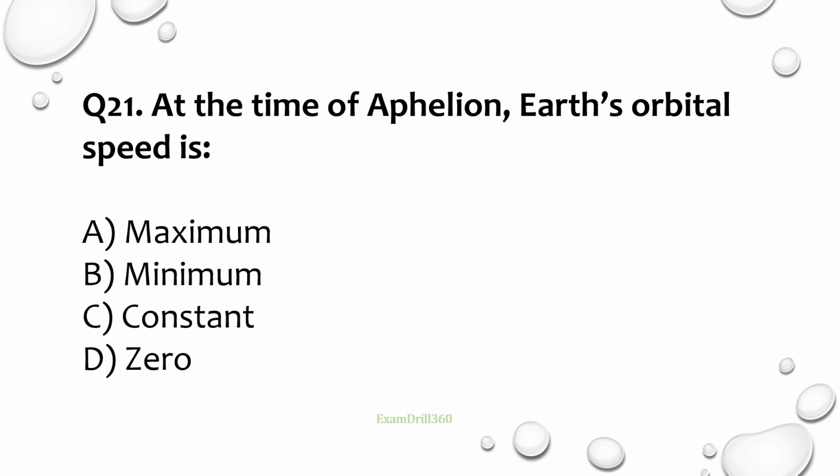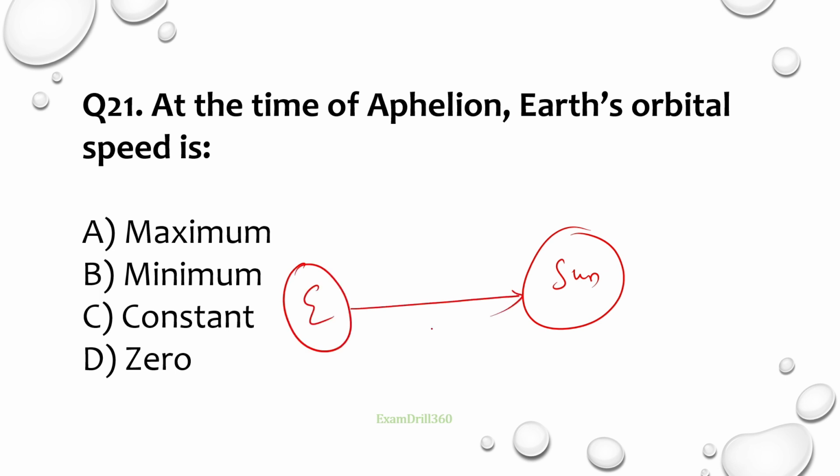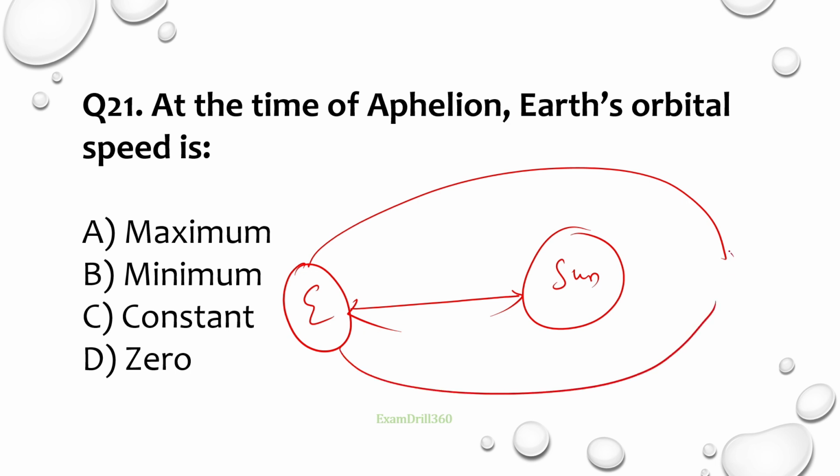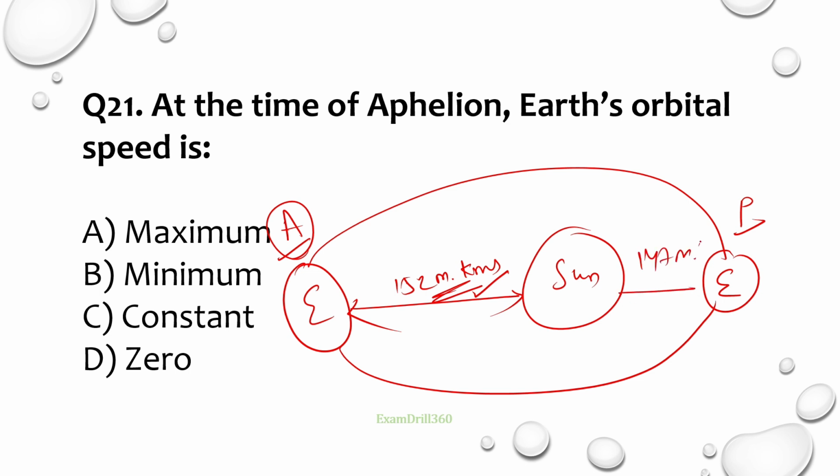So if you see that picture again, here is the sun and here is the Earth, which is the farthest from the sun, and it is rotating like this. And when Earth is present in this region, this is called what? Perihelion, and this is aphelion. So this distance is farthest. How much? This is 152 million kilometers. And this one is around 147 million kilometers.